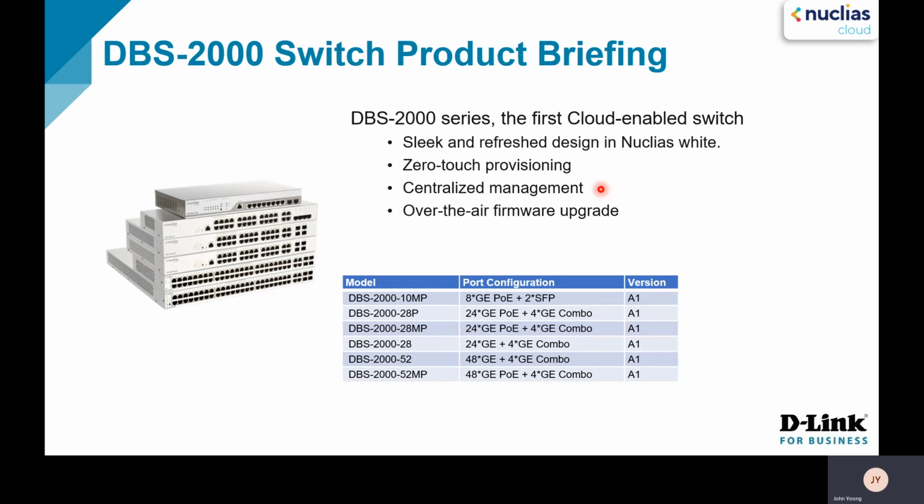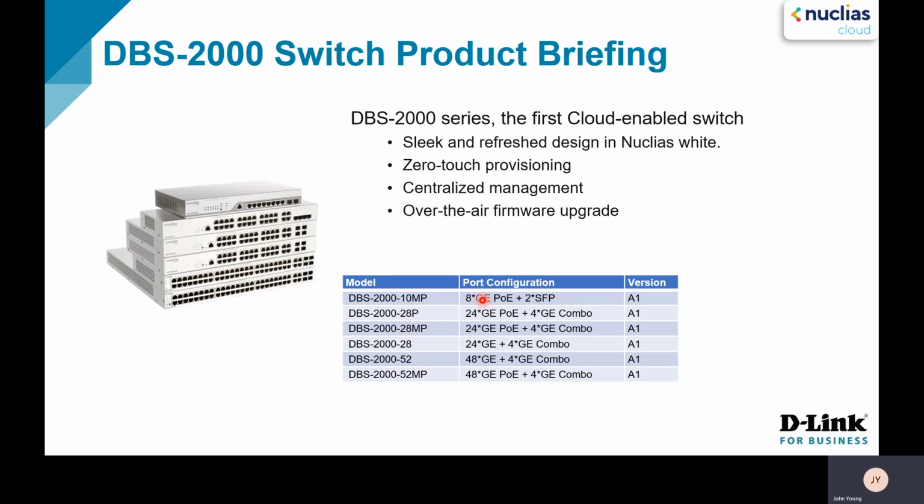So next we have our switch. It's called a DBS 2000, our layer 2 switch. We have the 10 port up to 52 port. Those that you see with the MP are PoE, and MP supports a higher PoE budget.